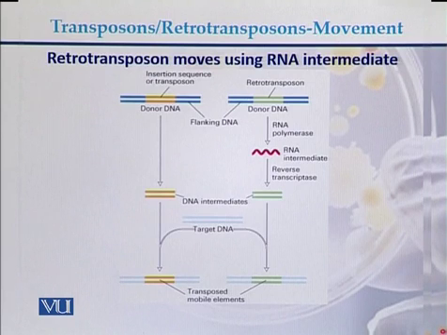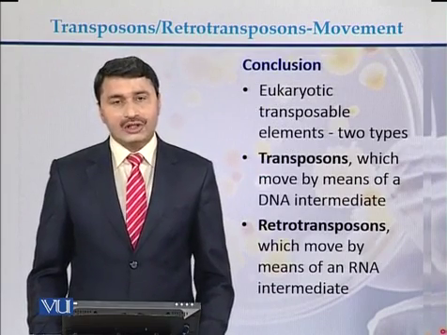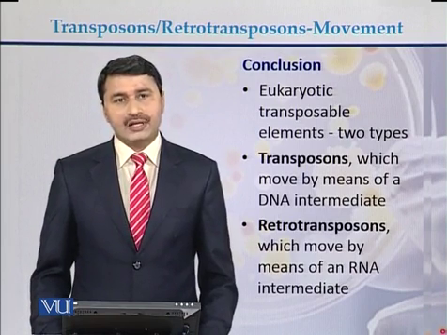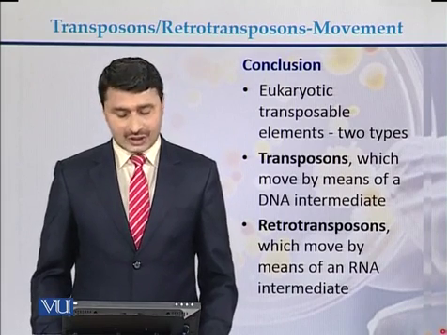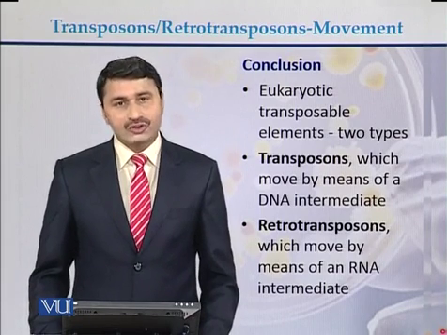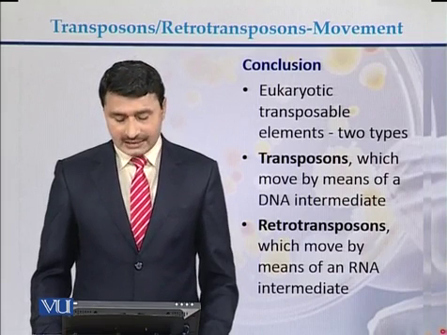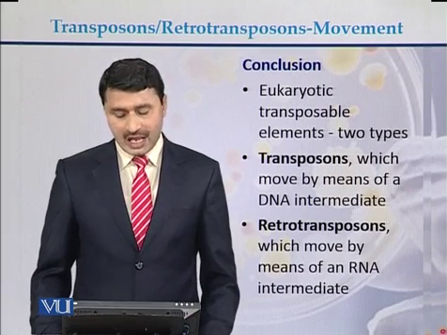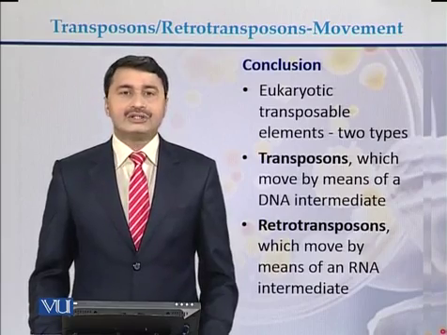intermediate. So if we conclude, what are eukaryotic transposable elements? Eukaryotic transposable elements are of two types. The first type is called transposons. Transposons move by means of a DNA intermediate, and the second type is called retrotransposons, and retrotransposons move by RNA intermediates.